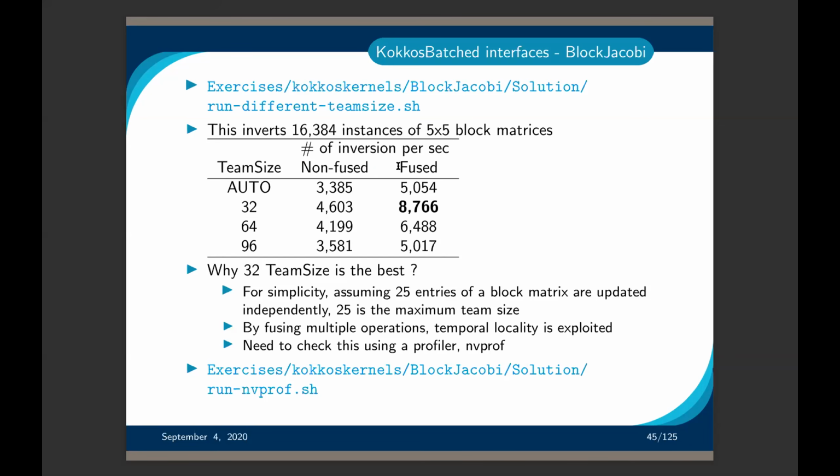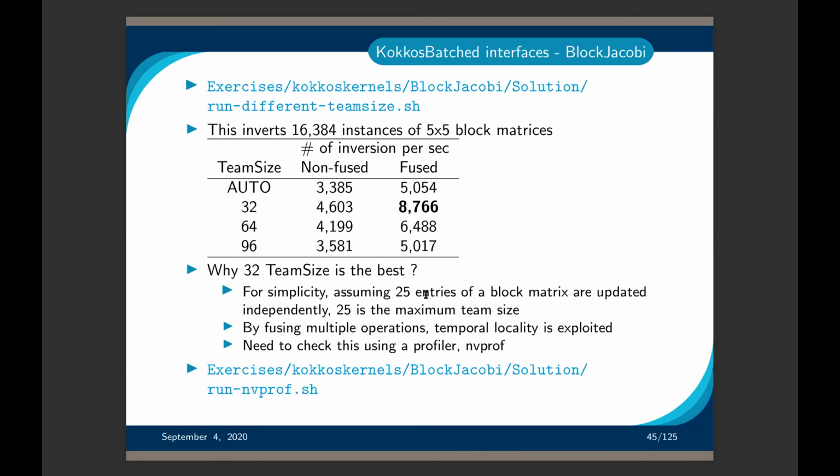And the other one is the fused kernel. We launch the single kernel, and then we put the functor level interface inside of the single parallel for. And in this test, we are solving the 16K problems, and each problem is the 5 by 5 matrices. Then we noticeably see the team size 32 working best.